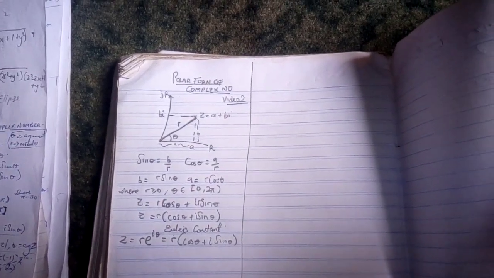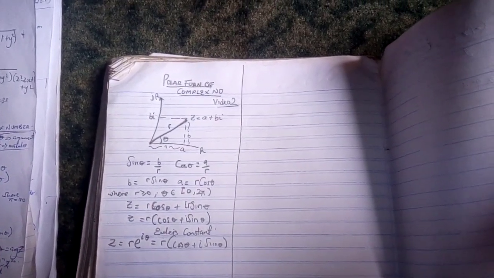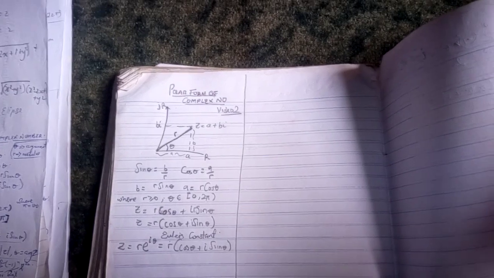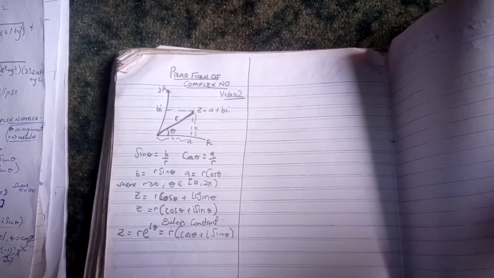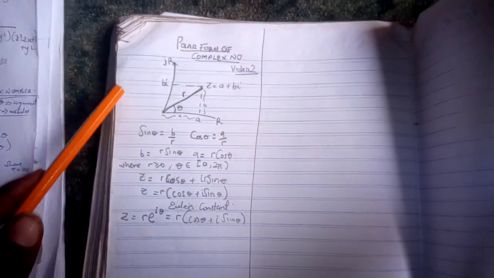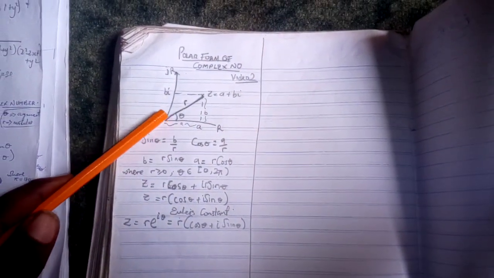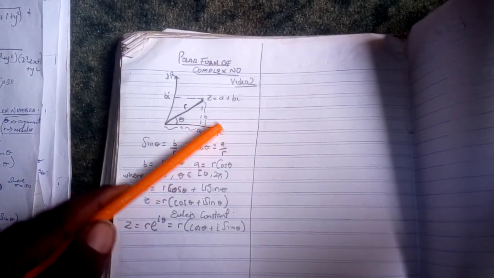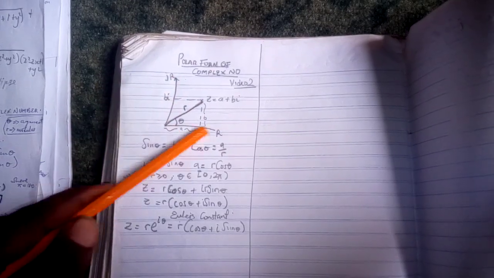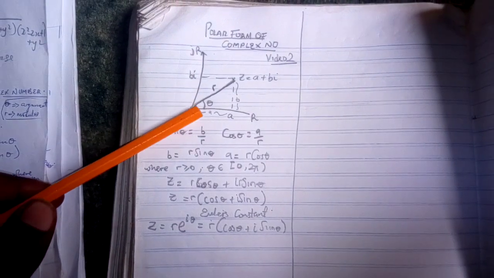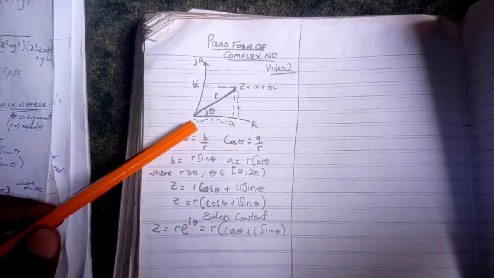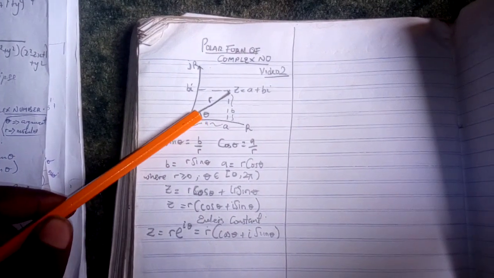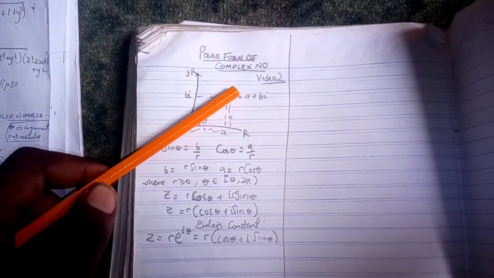Okay, good everyone. This is my second video on complex analysis, and today we're going to be looking at polar form. Looking at this now, we have the real axis and the imaginary axis. Let's assume that this is our bi, and this is our a. So this is theta, which is the argument, and this is r, which is the modulus.